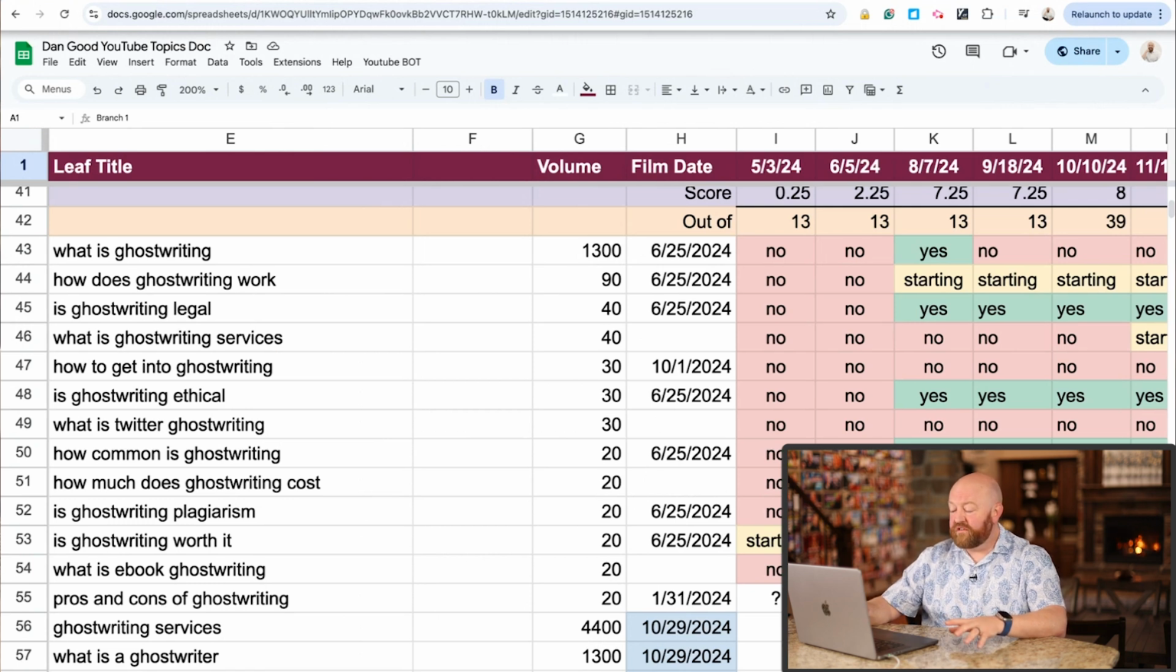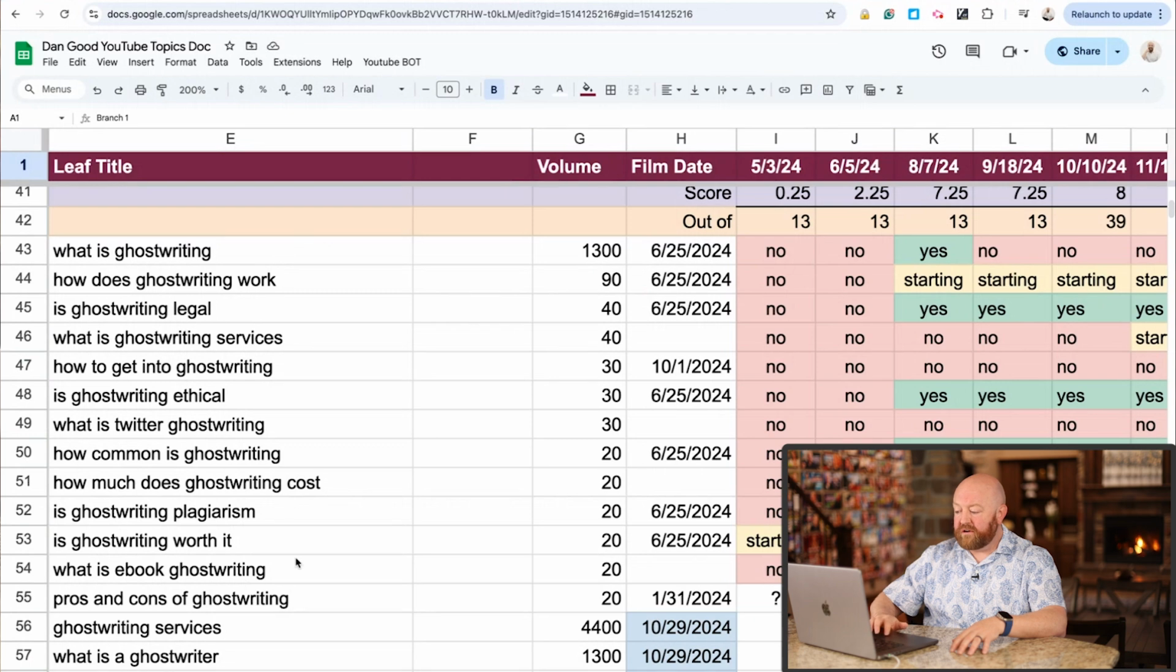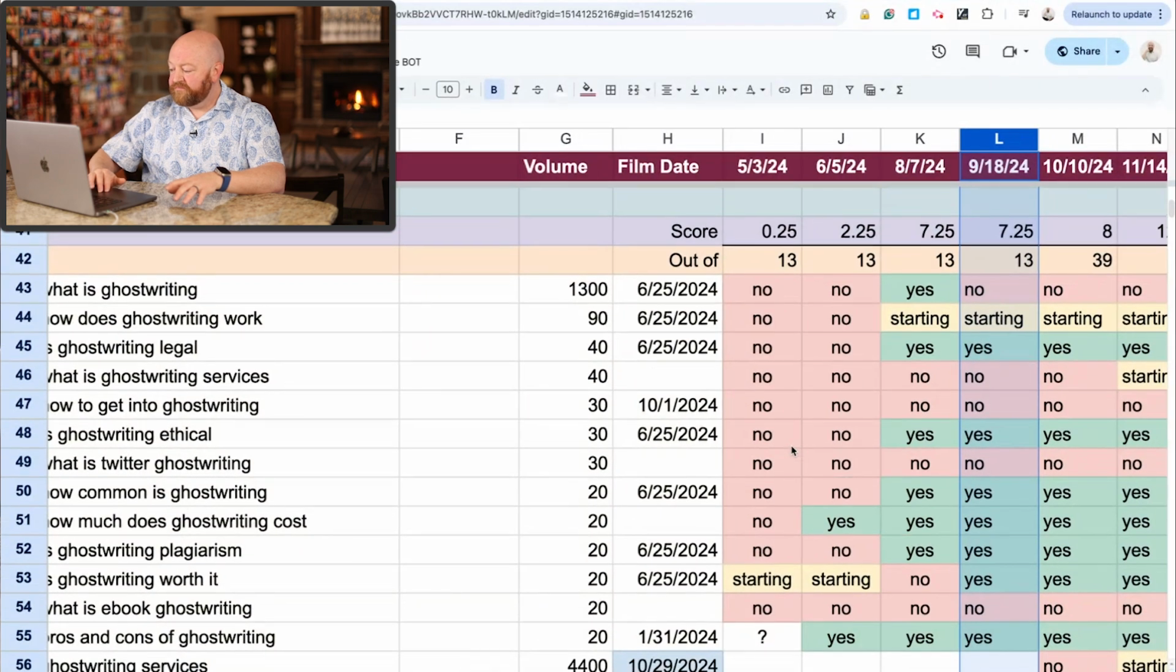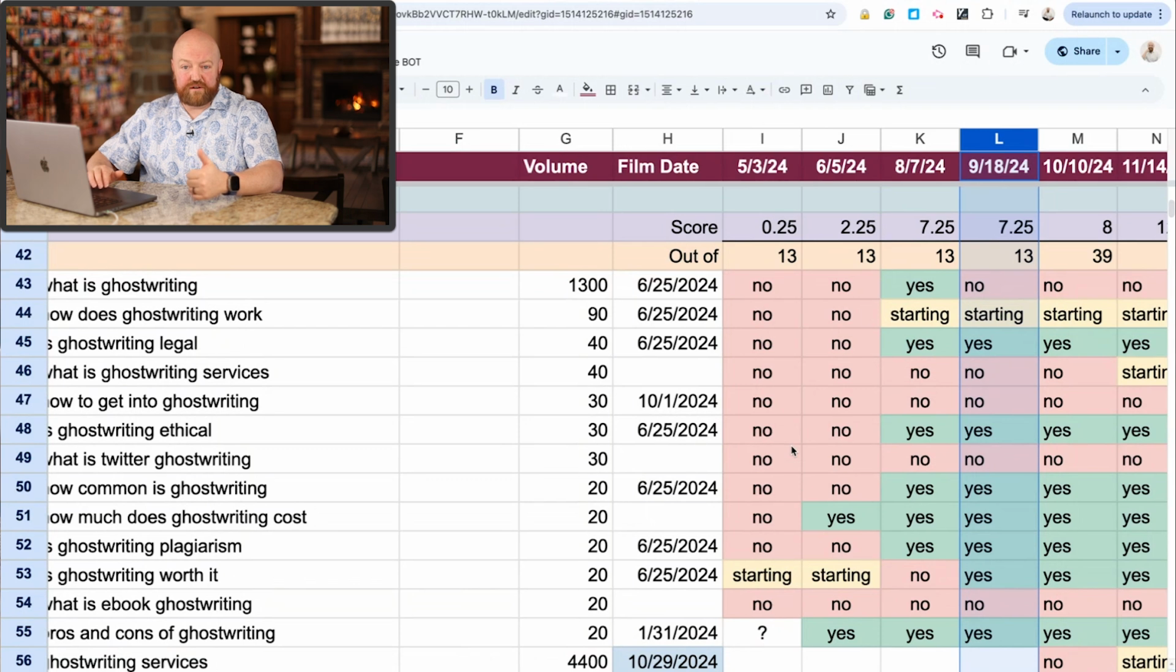So this is the keyword research I've done for one of my clients. You'll notice all of these questions are about ghostwriting, and then every column here from May 3rd to June 5th to August 7th to September 18th. Notice how we started with a whole bunch of no's. I give a yes a score of 1, and I give a starting a score of 0.25. Starting means you have to scroll down, but you find his channel or his video ranking in the top 20.